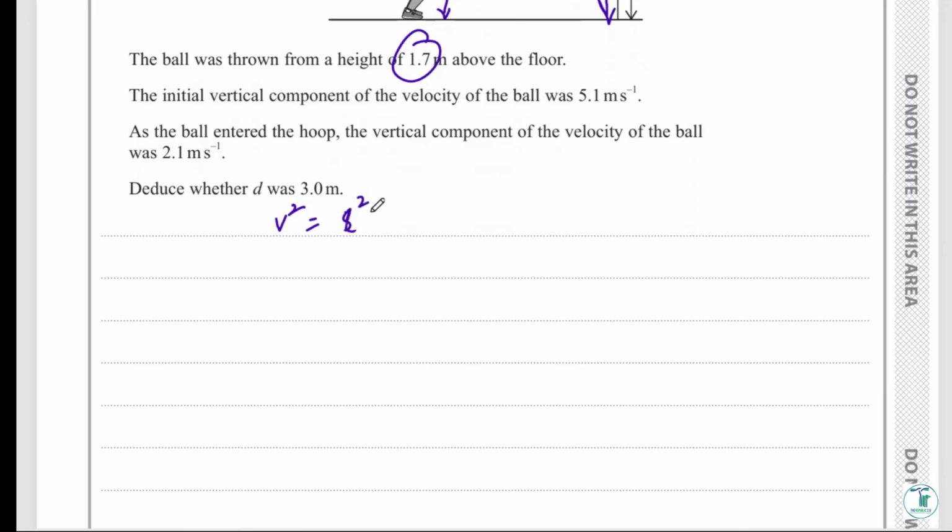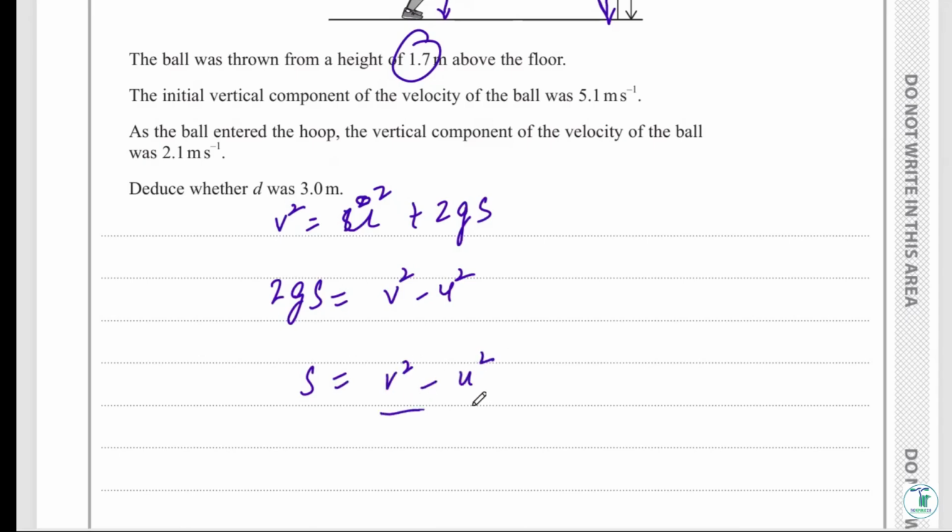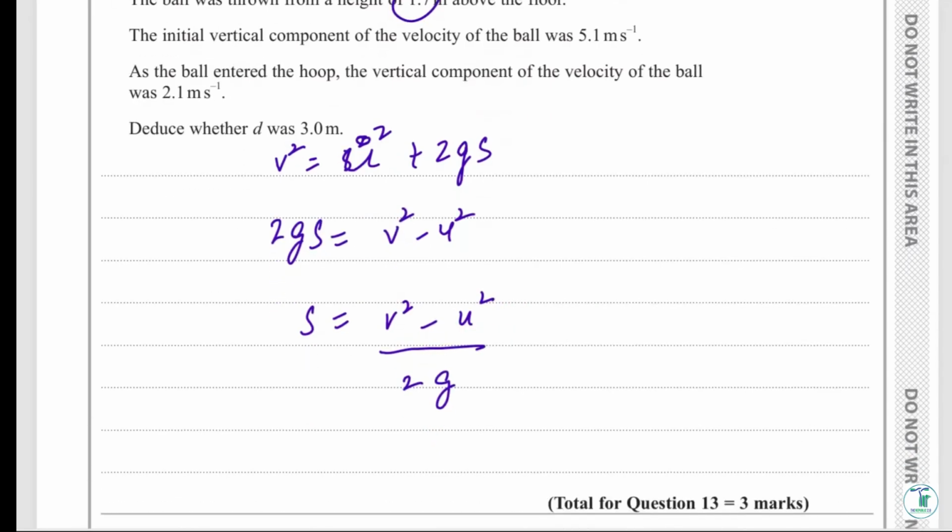v square is equal to u square plus 2 a, or g, times s. Since we're looking for the distance, it has to be something like 2gs is equal to v square minus u square. And s comes out to be v square minus u square divided by 2 times g. Now, what was the final velocity? Since that velocity would have been downward, I'm going to take it as a negative velocity.